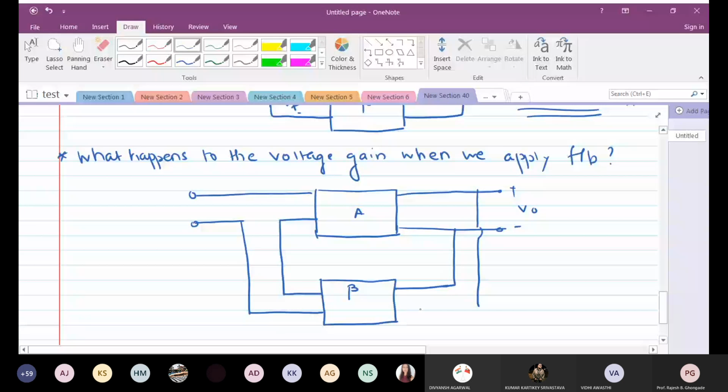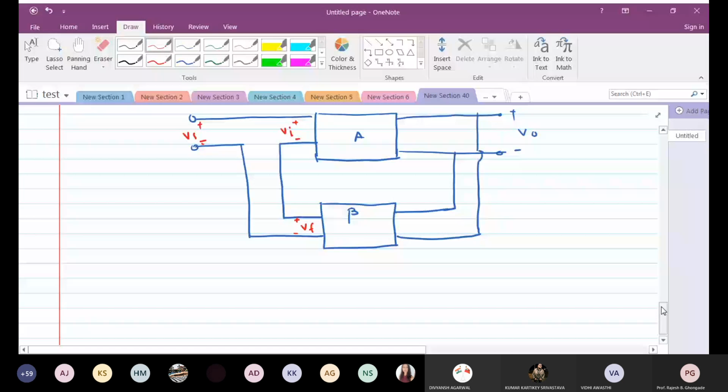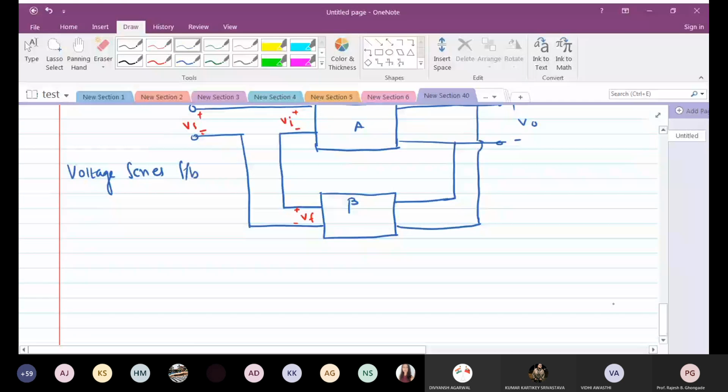Which type of feedback topology is this? Voltage series feedback. We have just now seen this, right? Now the effective voltage appearing over here, we call this EI. Any doubt, any question? So this is a voltage series feedback.